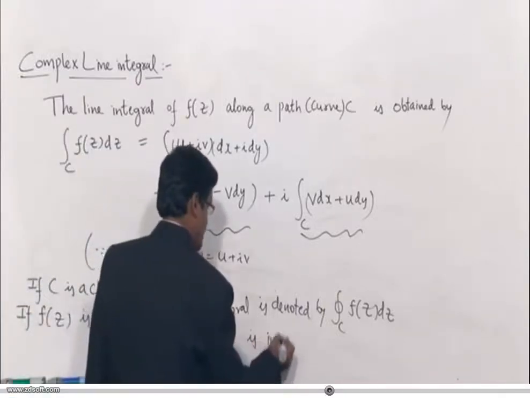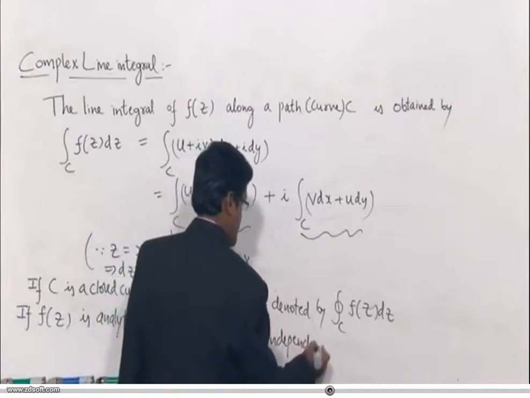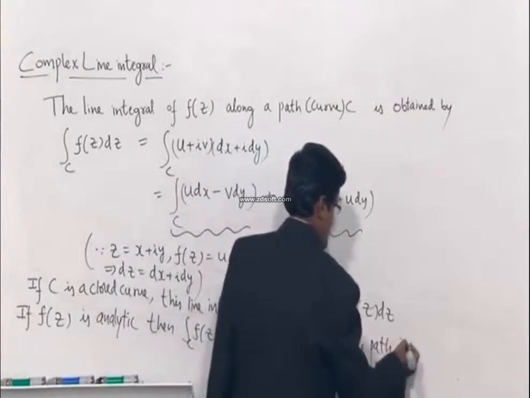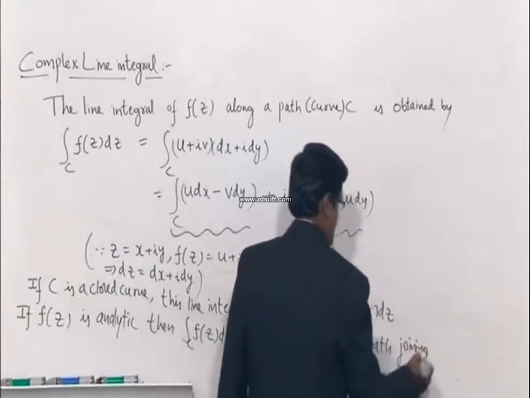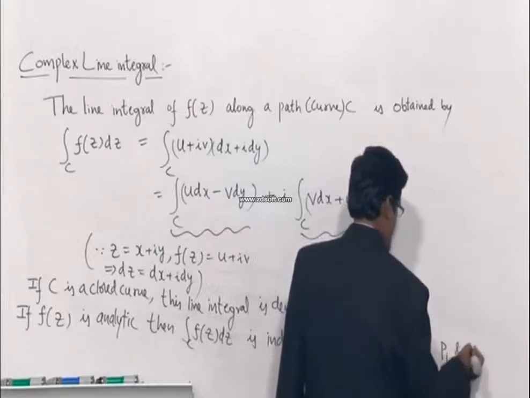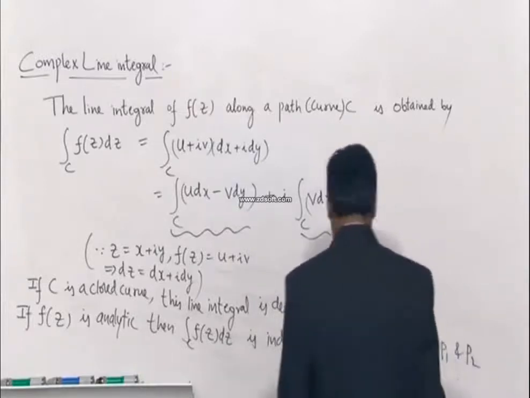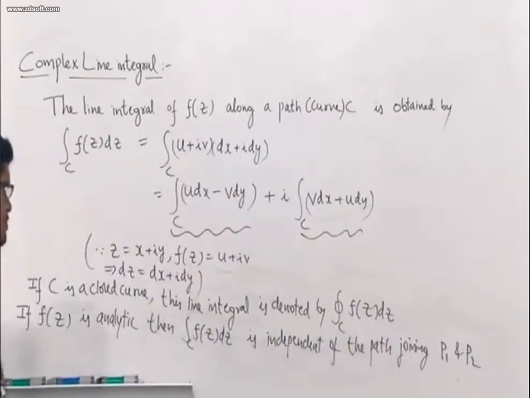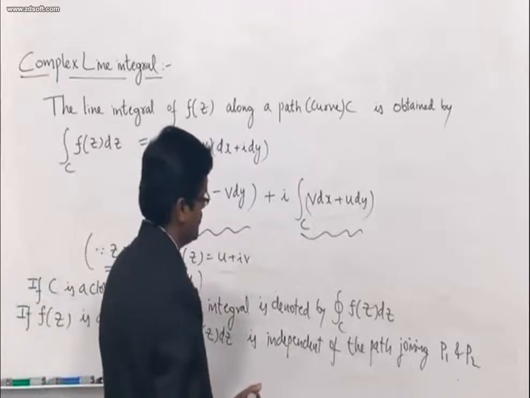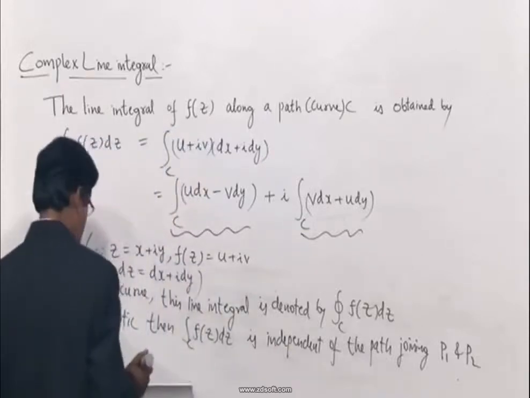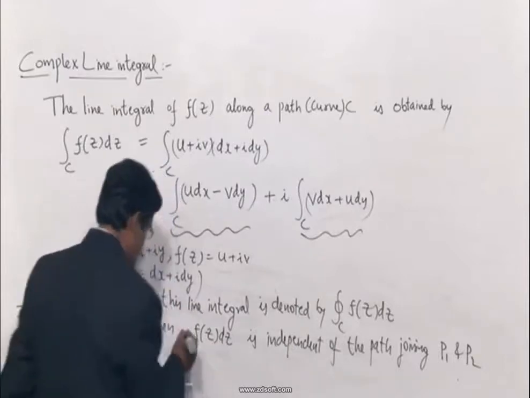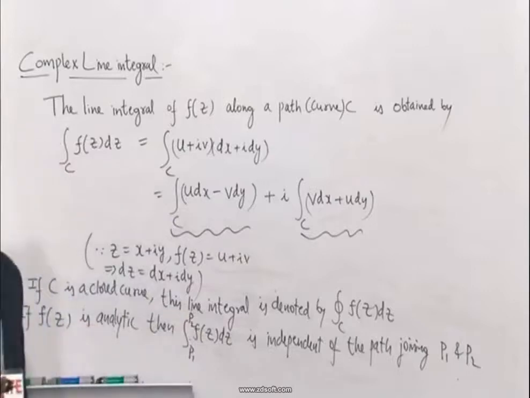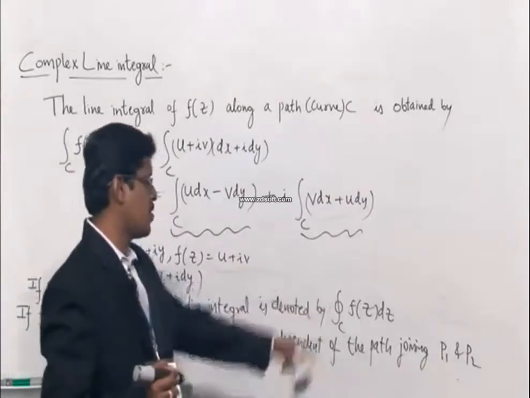...is independent of the path joining P1 and P2. Instead of this integration we will see integral P1 to P2. Integral P1 to P2 f of z dz is independent of the path joining P1 and P2.